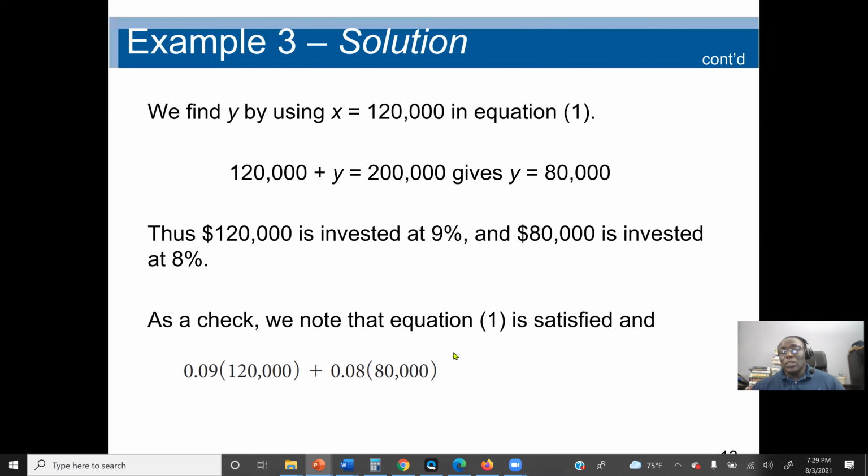So we can check our answer. Take the first equation or the second equation. The first equation is straightforward: 120,000 plus 80,000 is 200,000, so that's correct. Second equation, 0.09 times 120,000 plus 0.08 times 80,000 also gives us 17,200. That's the interest. So our solution is correct.